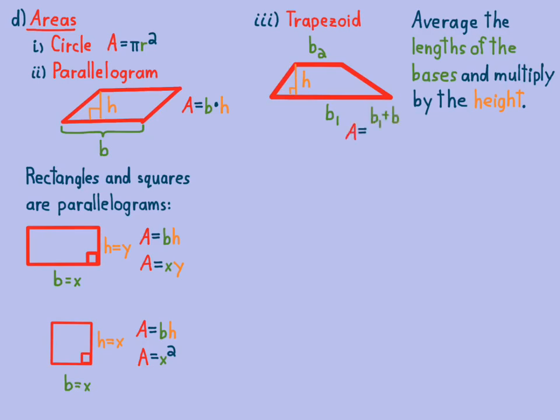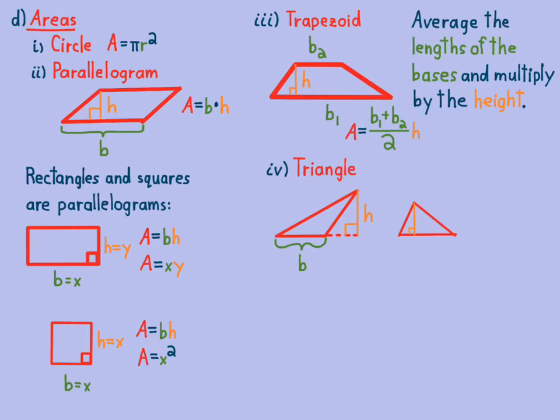Okay, and so it looks like that. The average of B1 and B2. So to average two numbers, you add them and divide by 2, right? Average 3 numbers, you would add them and divide by 3, etc. So I'm averaging the two numbers and multiplying by the height. So you can still remember that as base times height.